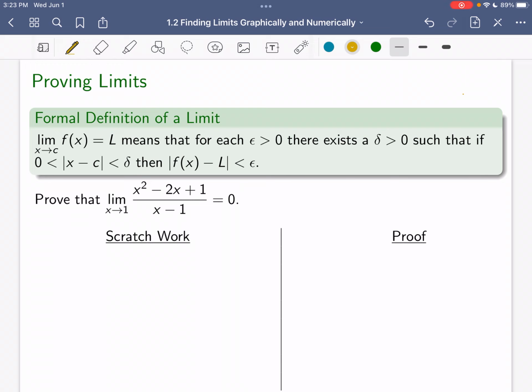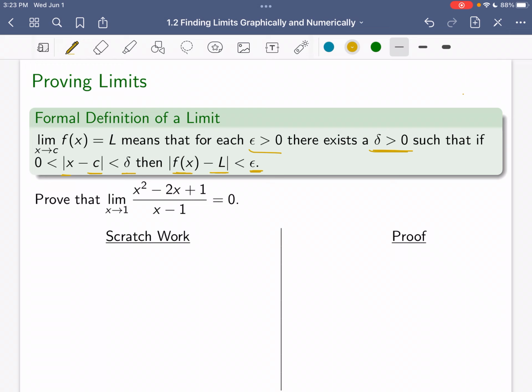Now, we use our formal definition. It says the limit as x approaches c of f of x is equal to L means for every epsilon greater than 0, there's a delta larger than 0, such that if our value of x is within delta units of c, then our function value f of x should be within epsilon units of L.